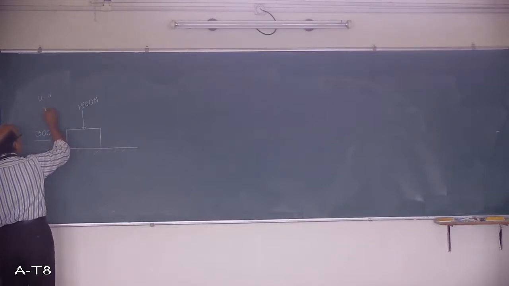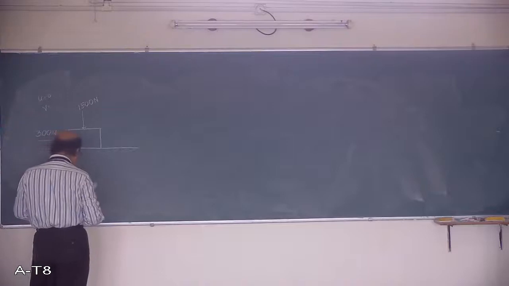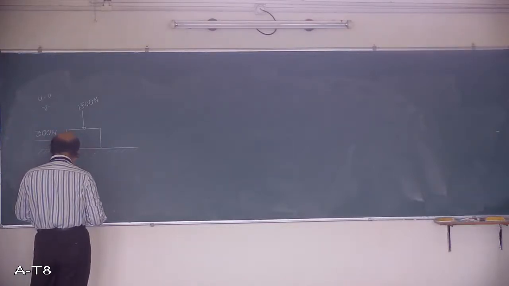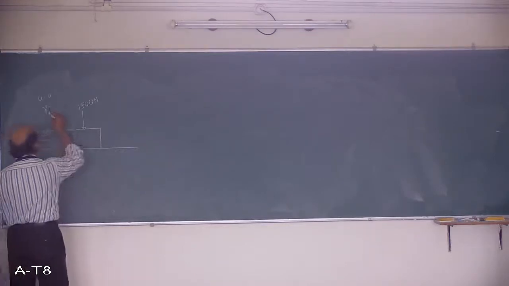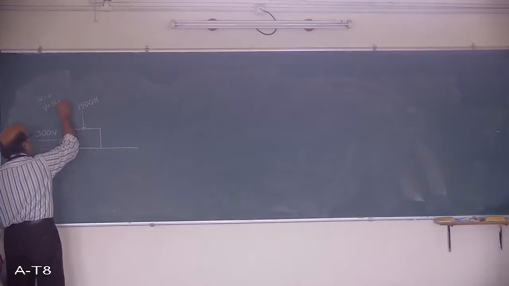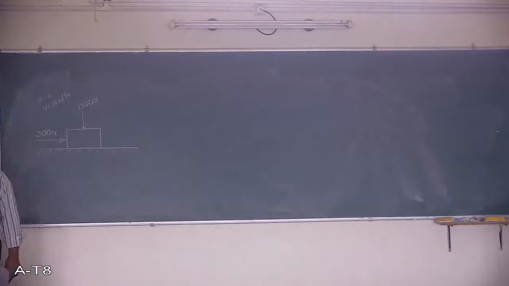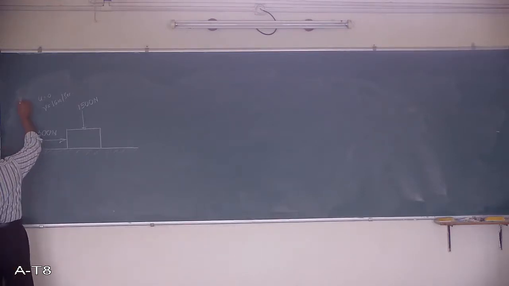and v is equal to, you require the data they asked: what is the time required so that the block reaches a velocity of 16 meters per second when you apply a force of 300 Newton. That is the first step. We have to work out T required to reach V.